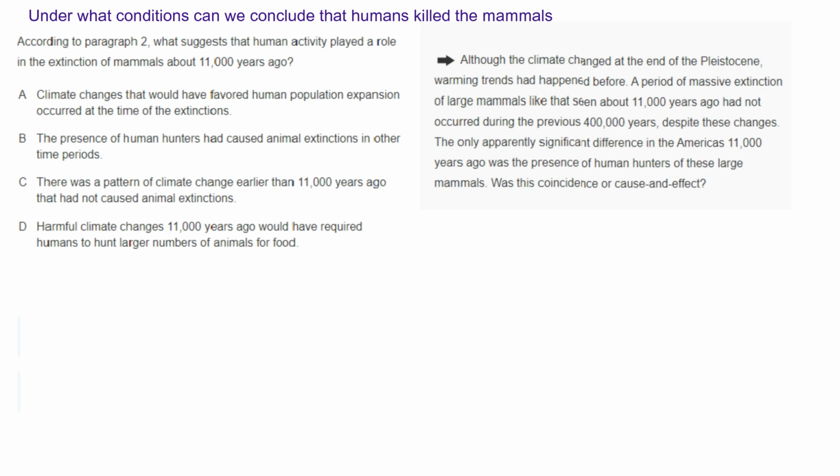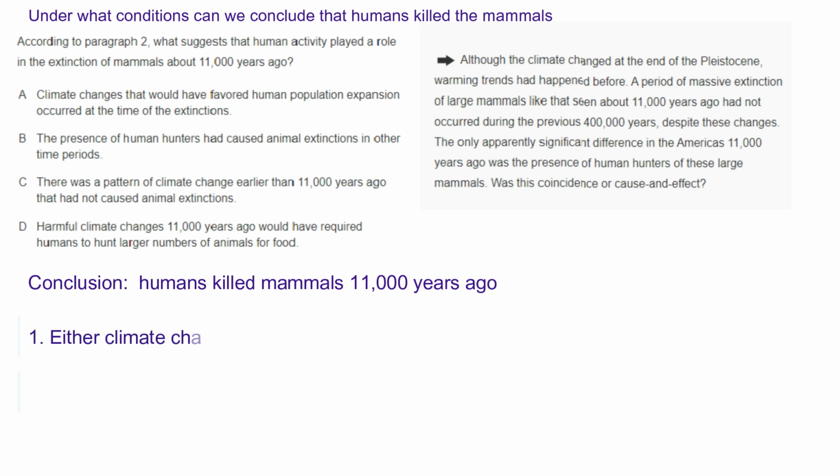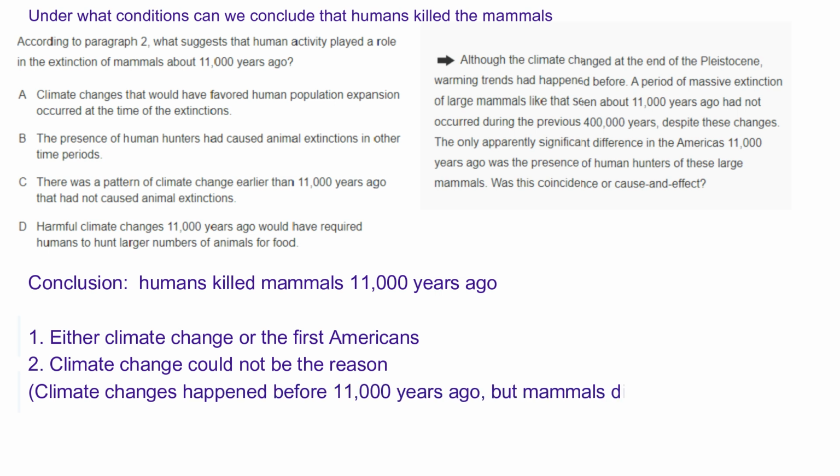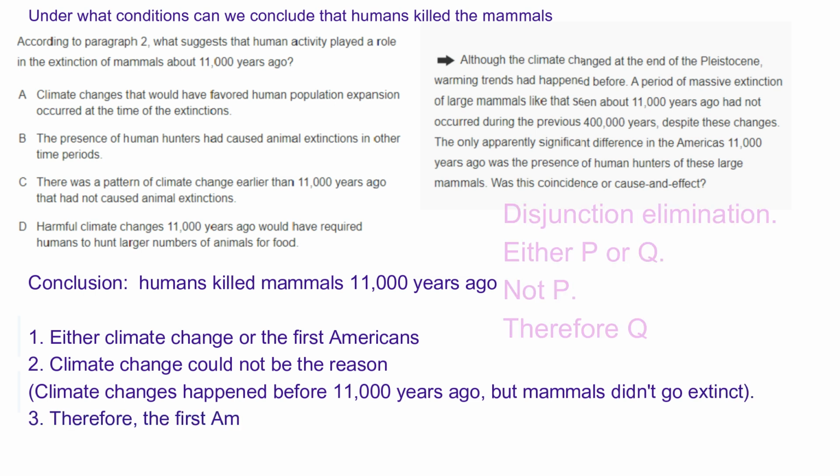To arrive at the conclusion that humans killed all the mammals, the paragraph uses this reasoning. 1. Either climate change 11,000 years ago killed the mammals, or the first Americans killed the mammals. 2. Climate change could not have killed the animals since mammals didn't die during climate changes before 11,000 years ago. 3. Therefore, the first Americans must have killed the mammals. In logic, this inference is called disjunctive elimination.